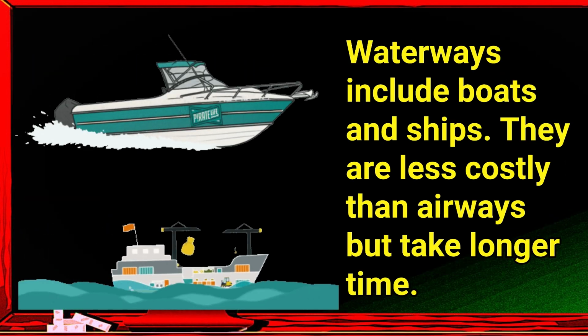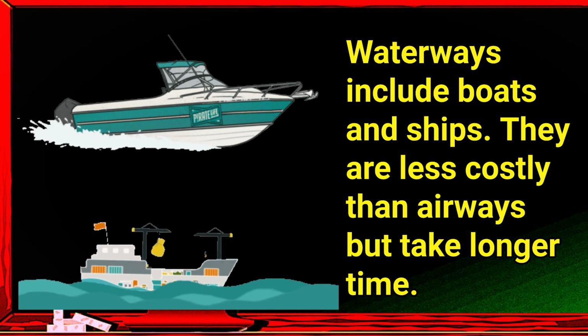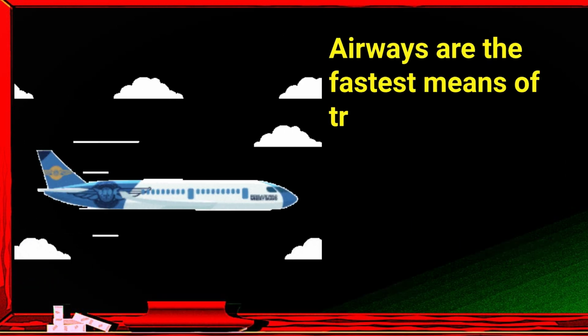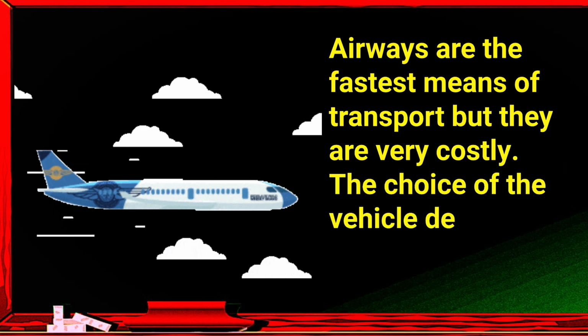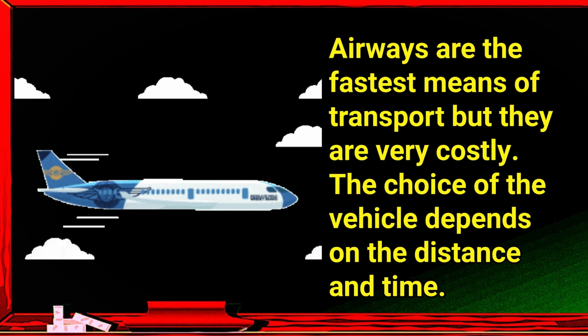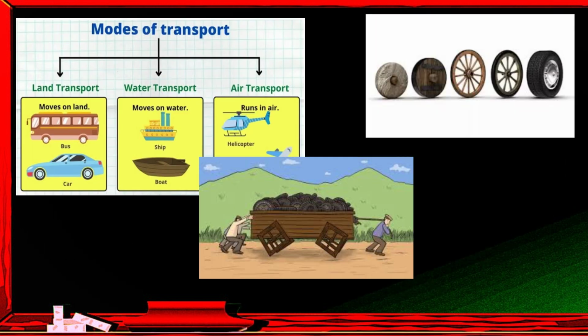Waterways include boats and ships. They are less costly than airways but take longer time. Airways are the fastest means of transport but they are very costly. The choice of the vehicle depends on the distance and time. Now, you know the important points of this lesson. So try to listen very carefully to remember it. Next we are going to discuss the important points of lesson 13.